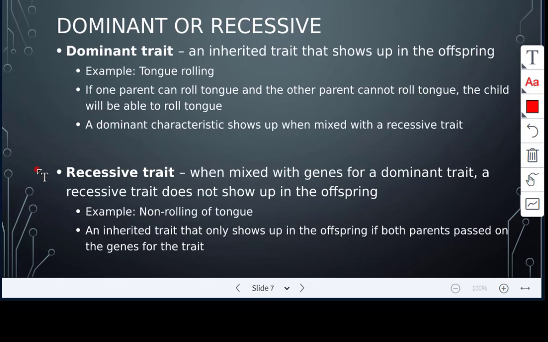So when a recessive trait is mixed with genes for a dominant trait, the recessive trait will not show up in the offspring. It's an inherited trait that will only show up in the offspring if both parents passed on the genes for that trait. So if two parents were not able to roll their tongue, then the offspring will not be able to roll their tongue. But if one parent is able to roll their tongue and the other parent cannot, the dominant trait will show up, so the child will be able to roll their tongue.